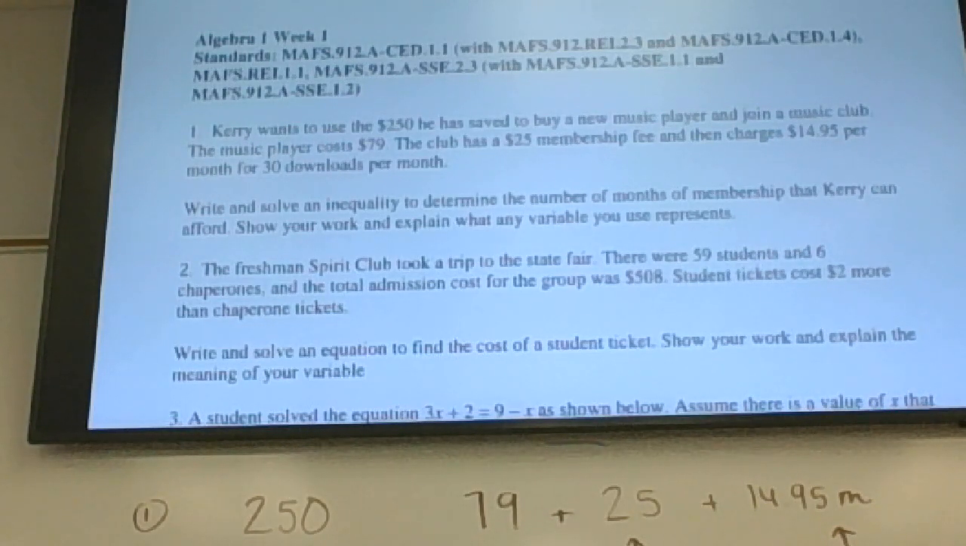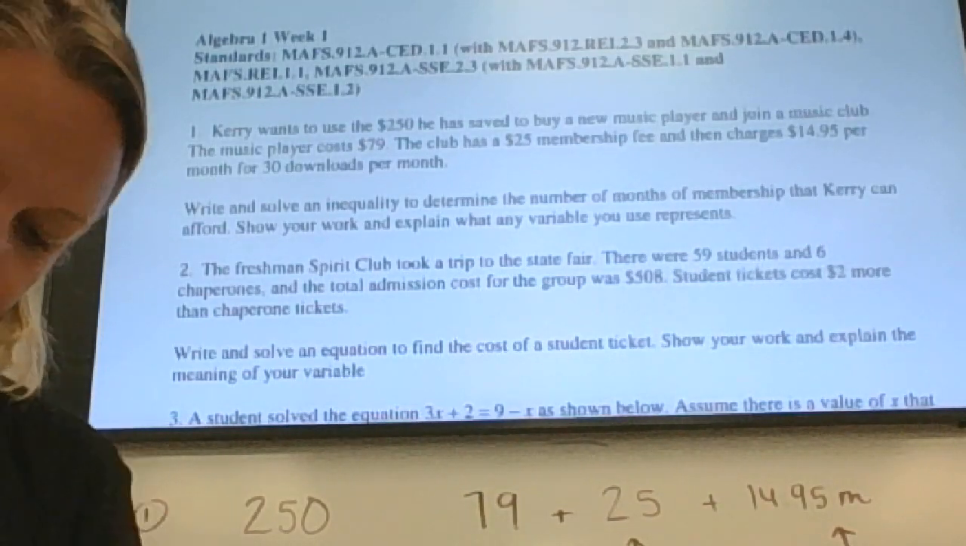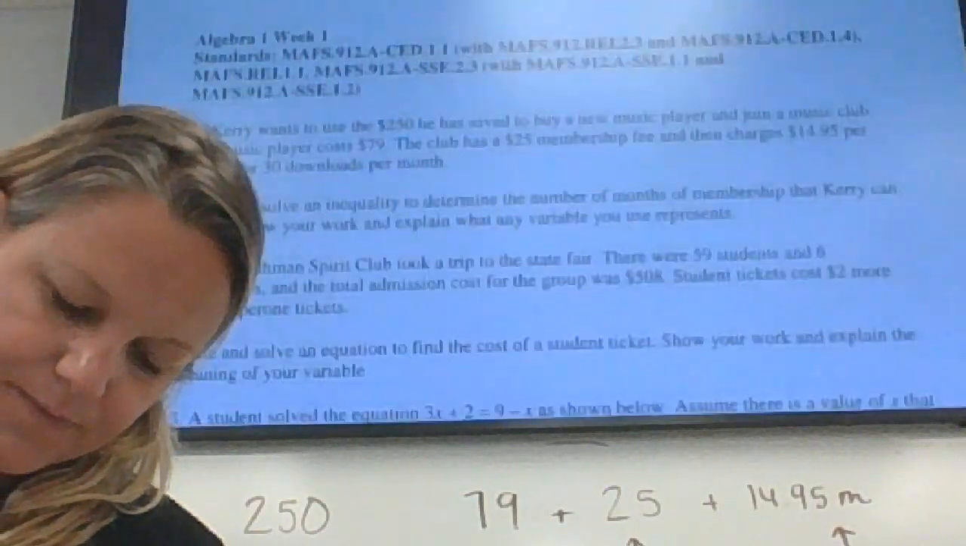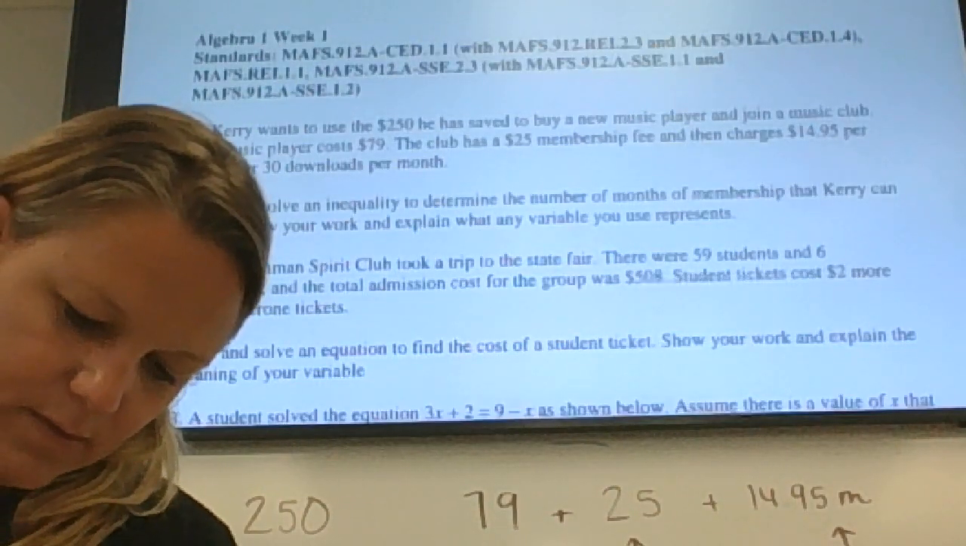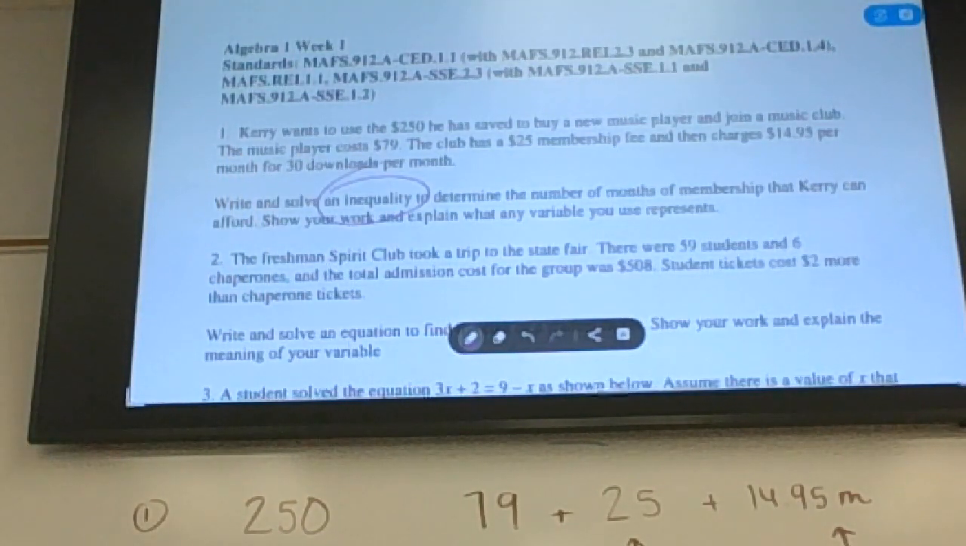So the key word here is inequality. So that means we need to use this symbol, or this symbol, or this symbol, or this symbol. These are inequality symbols. So if you did equal signs, go back and rethink it. It's an inequality.